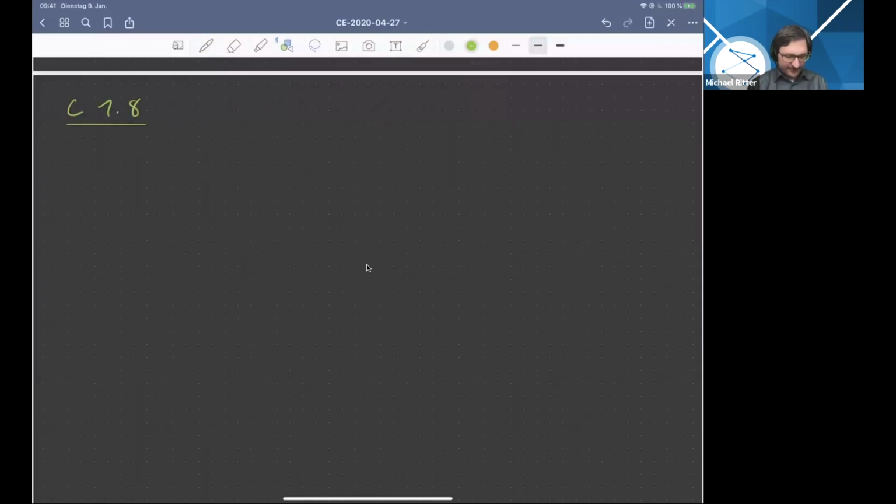C18. So in this case, we have 2 matrices. We have 3 vectors that are given. And we want to determine which of these vectors are eigenvectors of the matrices.